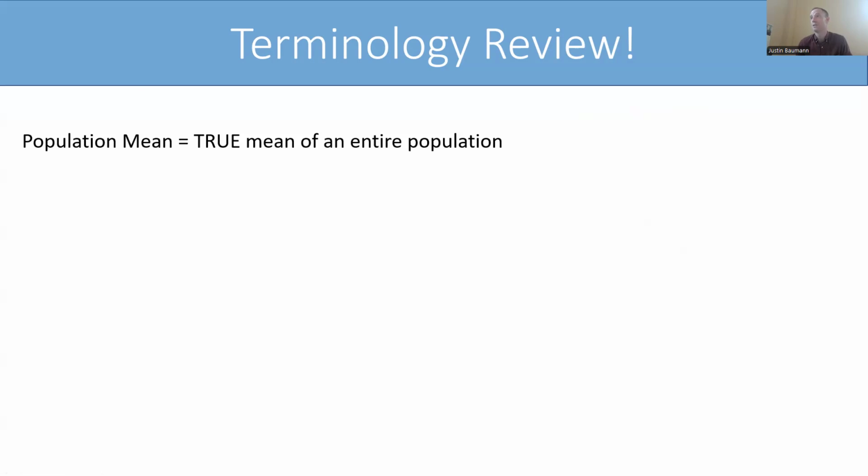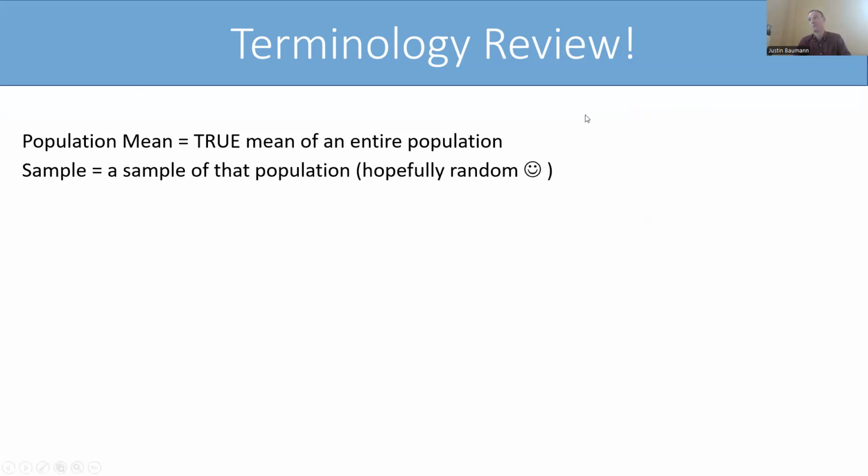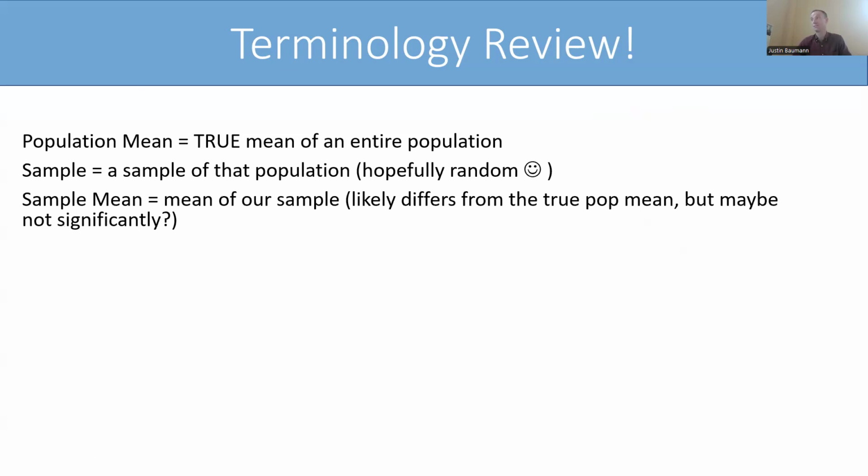The population level mean is the true mean of an entire population, different from the sample mean. A sample is a sample of that population. It's hopefully random. We aren't 100% sure all the time, but we're going to do our best. The sample mean is the mean of our sample. It's likely at least a little bit different numerically from the true population mean, but it might not be significantly different from the true population mean. We have to do a test to figure that out.